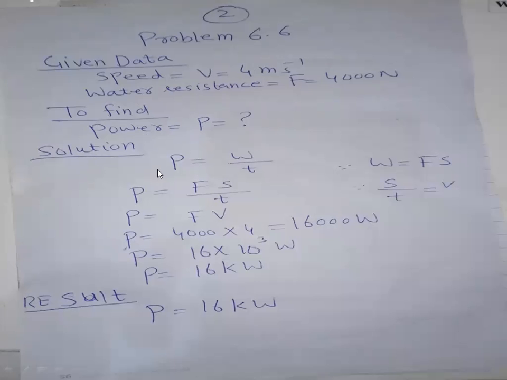You know the formula of power is equal to W by t. Power is equal to W by t. Rate of doing work is called power. And W is equal to Fs.